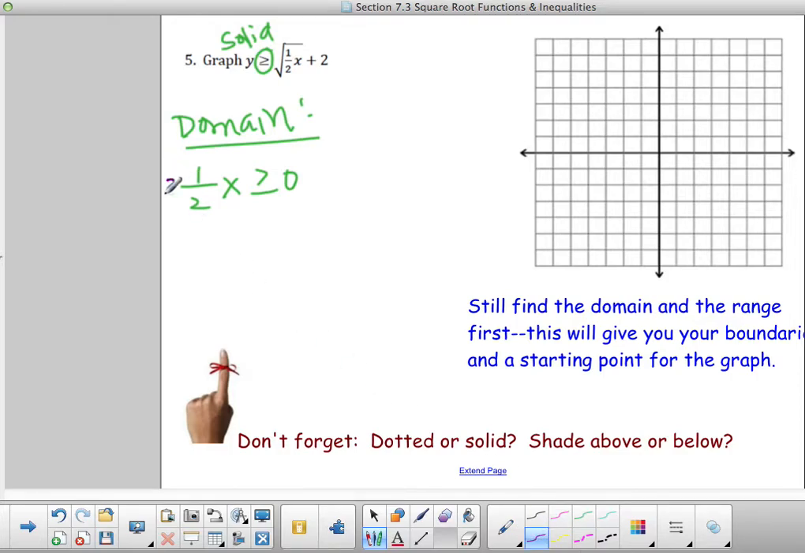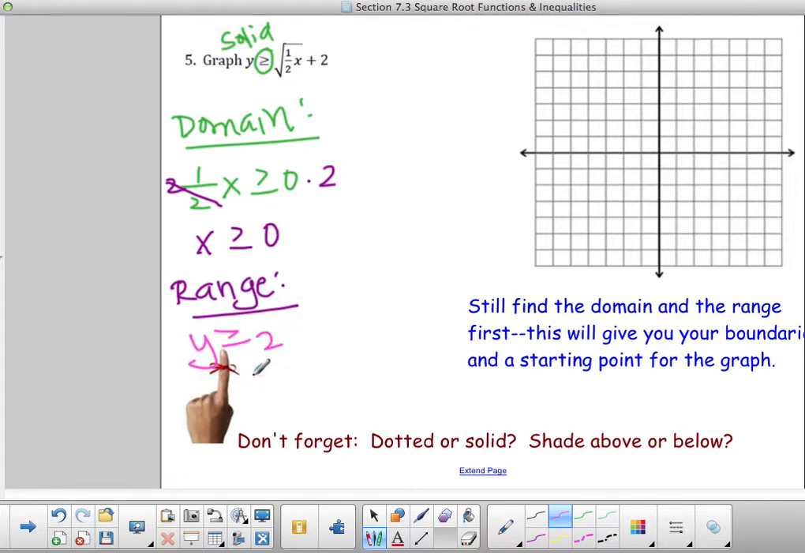So to solve this one, I would multiply by 2 on both sides. So x is greater than or equal to, well, 0 times 2 is 0. So x is greater than or equal to 0. And then remember my range just comes from what's underneath my radical. So y is greater than or equal to, what's after it is 2. Okay, so let's go ahead and make our table. Now we have that x is 0 because of my domain and my y is 2.